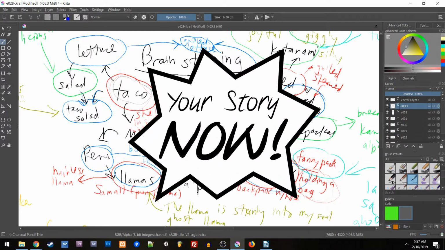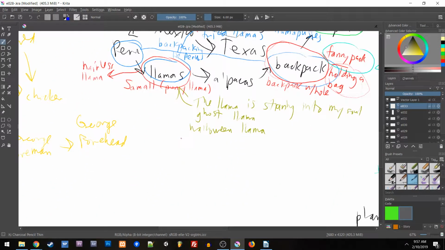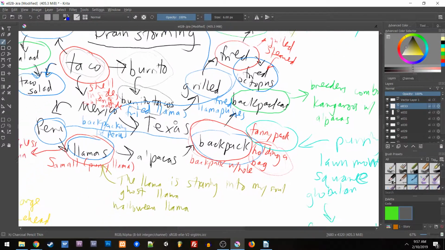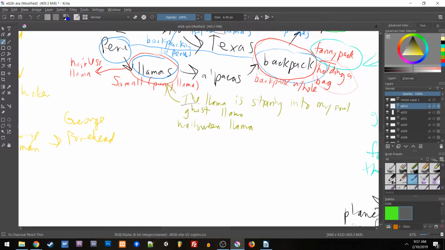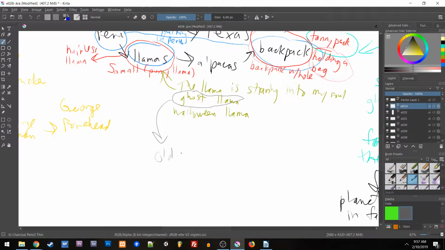The last technique we will be looking at today is the Old technique. What this is going to do is take one of our concepts and ask, what would this look like 100 years in the past or far ahead in the future? So let's take one of these ideas. I'm going to go with ghost llama. What would a ghost llama look like, say, in the Old West?